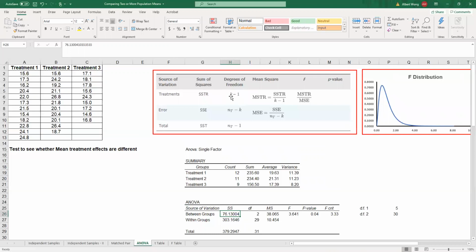K is the number of groups. So the degree of freedom for treatment, or the degree of freedom for between group, is number of groups minus 1. So in our case, we have 3 groups. So 3 minus 1 is equal to 2.